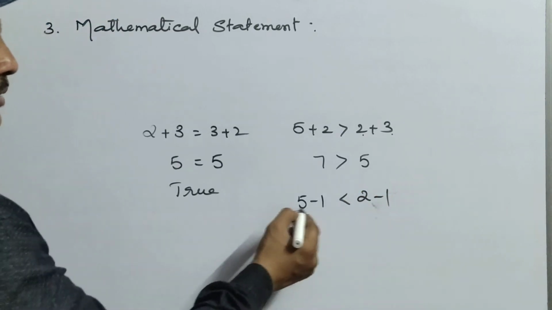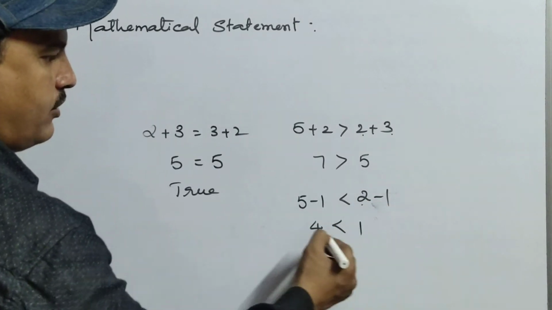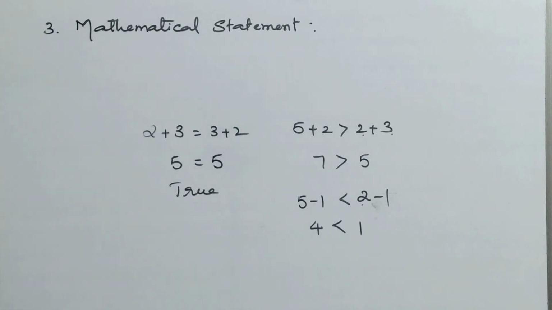Suppose 5 minus 1 is less than 2 minus 1. 5 minus 1 is 4, less than 2 minus 1 is 1. So 4 is less than 1. Is that so? No, it is false. That means, what do you understand about a mathematical statement now?